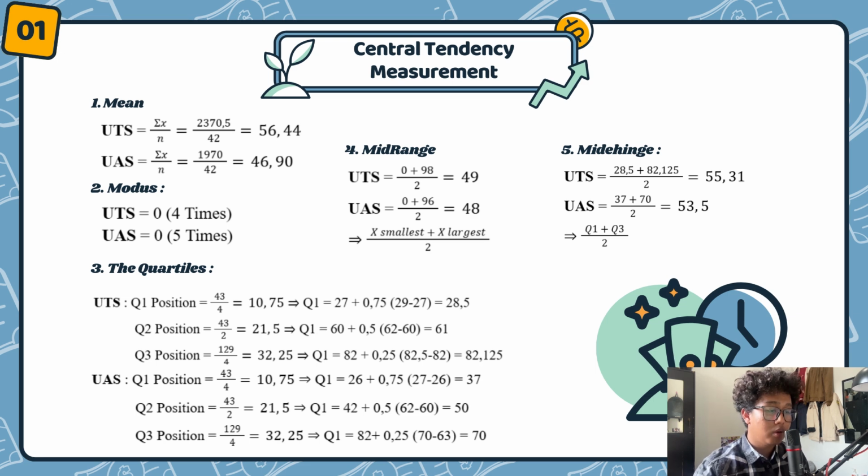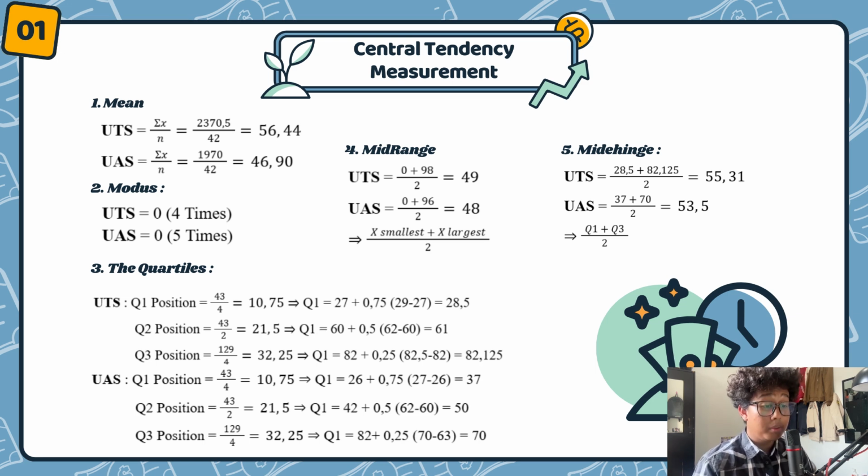So back to our presentation. Here we have the Q1 position at 10.75, the Q2 position at 21.5, and the Q3 position at 32.25. And from here, we can then go back into the ordered data to search for the exact value that lies on this calculated position for each quartile.